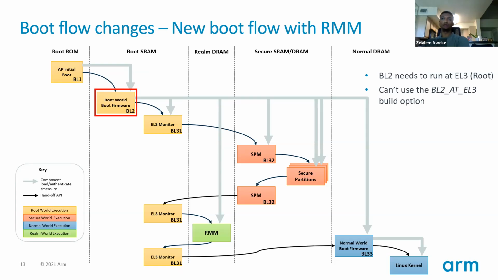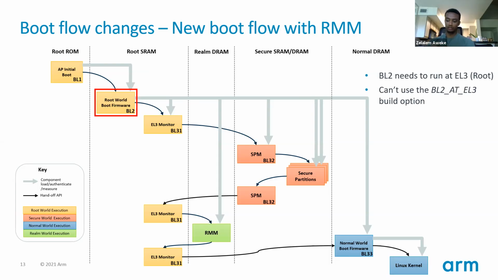We already have a build option in TF-A. It's called BL2 at AL3, so it allows you to run BL2 at AL3. However, we didn't use this one because this option assumes that you don't have a boot ROM, but we have a boot ROM in the RME boot flow. So we had to create a new separate boot flow for RME.